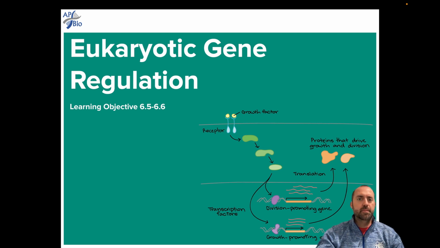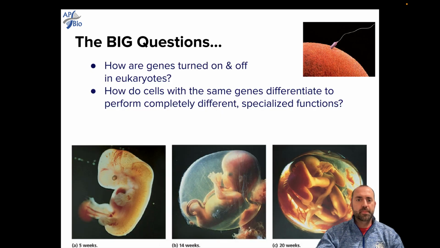This is Mr. Wolf, and today we're going to be talking about eukaryotic gene regulation. This is Objective 6.5 and 6.6 from the AP Biology curriculum. So the big question here is how are our genes turned on and turned off in eukaryotes? We previously talked about prokaryotic gene expression, which is much simpler, but eukaryotes have to deal with a lot more cells and a lot more specialization.